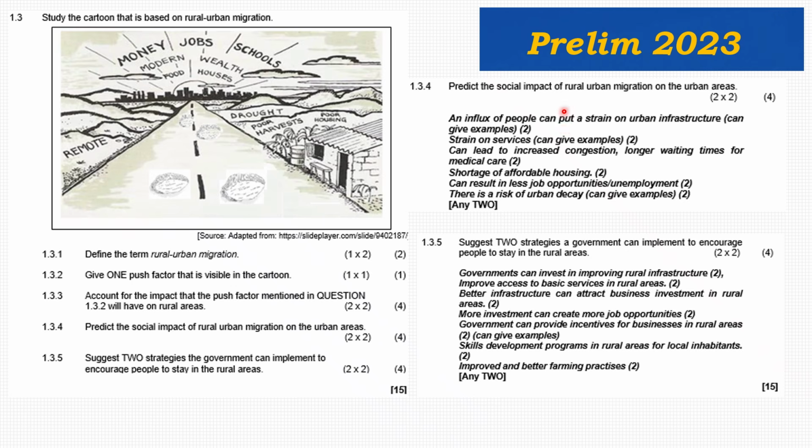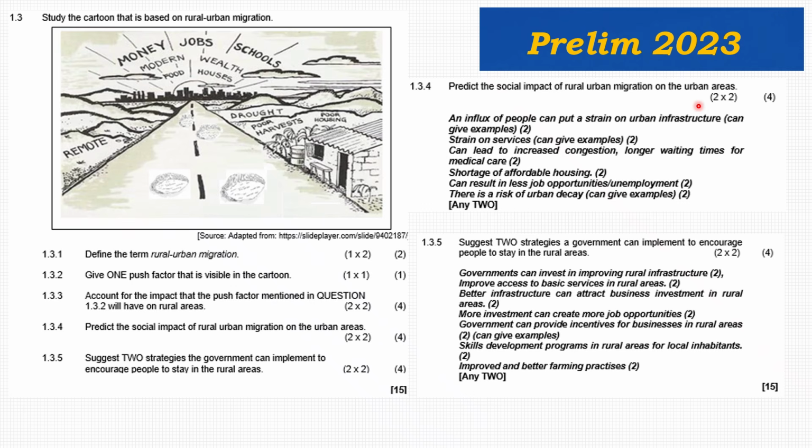So obviously there's going to be more pressure on resources, more pressure on urban infrastructure. For example, there won't be enough housing to accommodate everyone, right? There's a strain on services. Remember, it leads to overpopulation. There are too many people for the available resources, okay? You can even give an example. It can lead to an increase in congestion. There's more traffic congestion. Remember, there's more and more people now in urban areas.